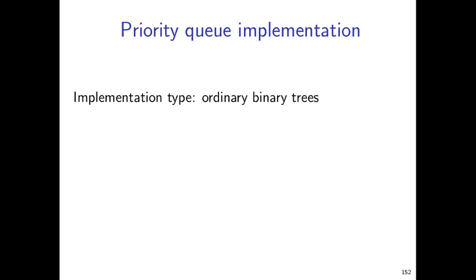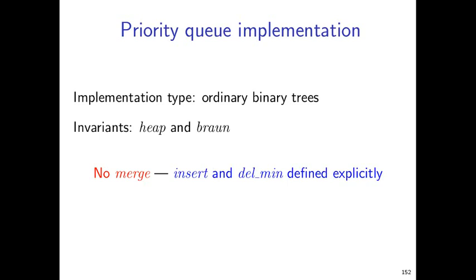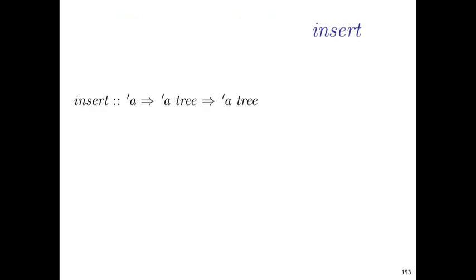So we can implement this on just binary trees. We don't need any maintenance information on the nodes. We implement no merge this time, but as I said, we implement insert and delete. Insert. How would you implement insert?